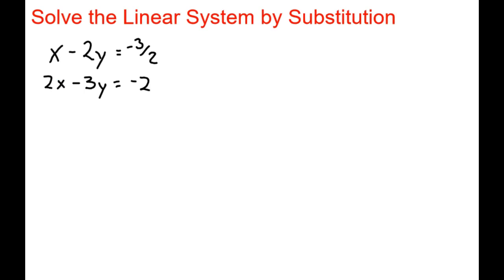The next method we are going to go through is the substitution method. We use the substitution method if we have one of our variables that has a coefficient of 1. So if we look at our equations, in front of x we have a coefficient of 1, a coefficient of -2, a coefficient of 2, and a coefficient of -3. So in front of our first x, in our first equation, we have a coefficient of 1. What we want to do is isolate that variable by itself. So rewrite this equation to get x equals.